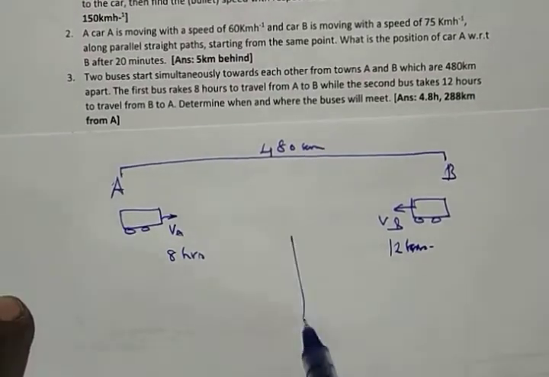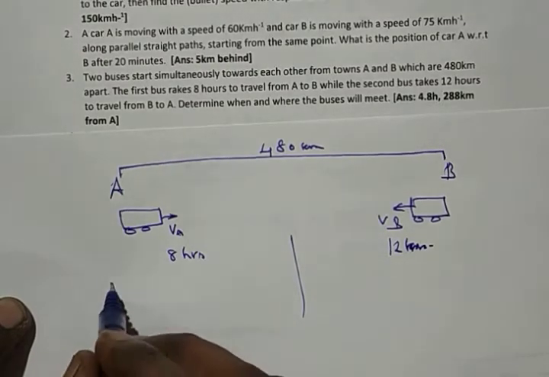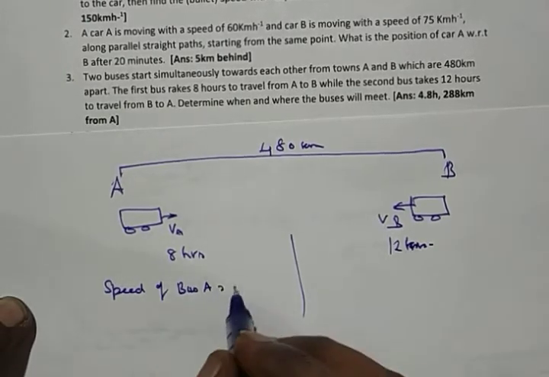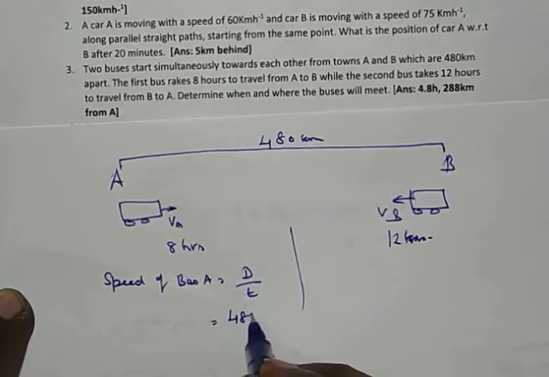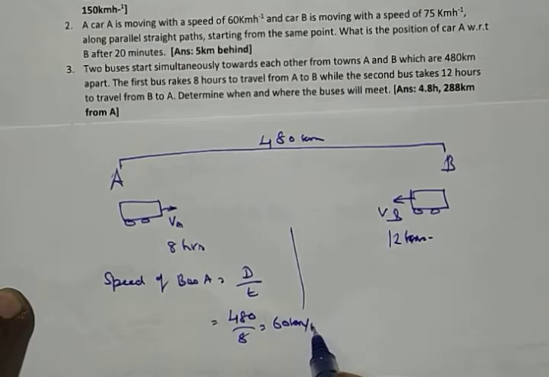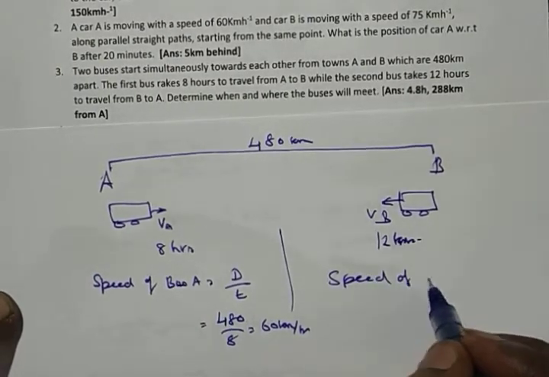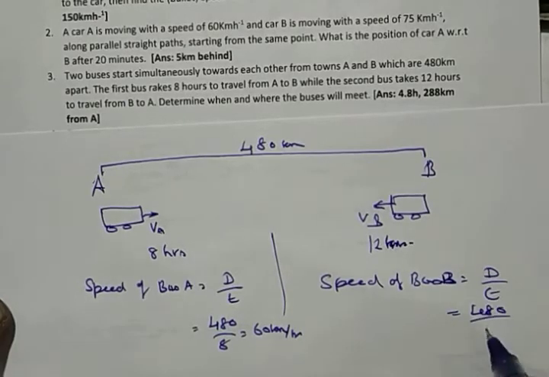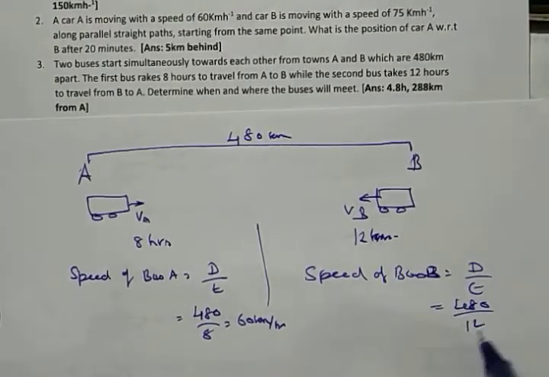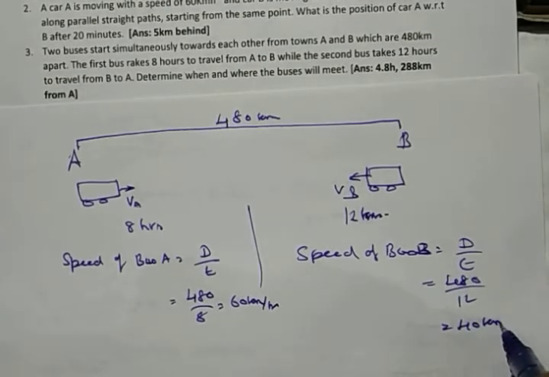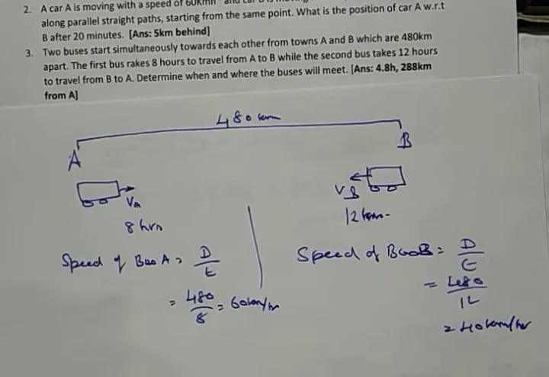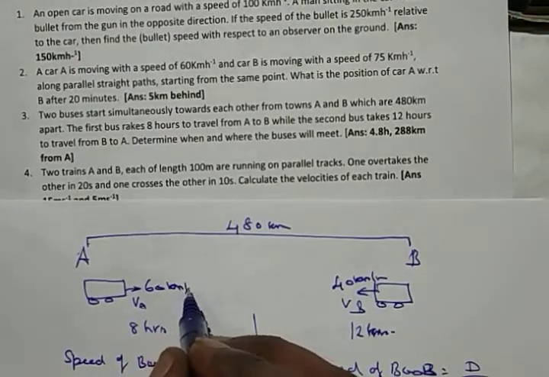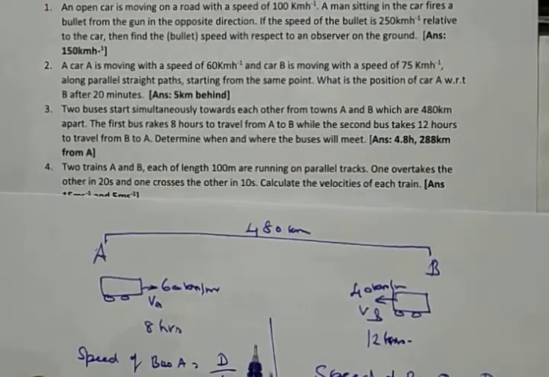Now keeping this in mind, we will be able to easily say how much is the speed of bus A. It's going to be equal to distance upon time, 480 upon 8, which is 60 kilometers per hour. Speed of bus B is distance upon time, 480 upon 12 hours. So it is 40 kilometers per hour. So you find here this is going to be 40 kilometers per hour, and this is going to be 60 kilometers per hour. Now we'll read the question further.